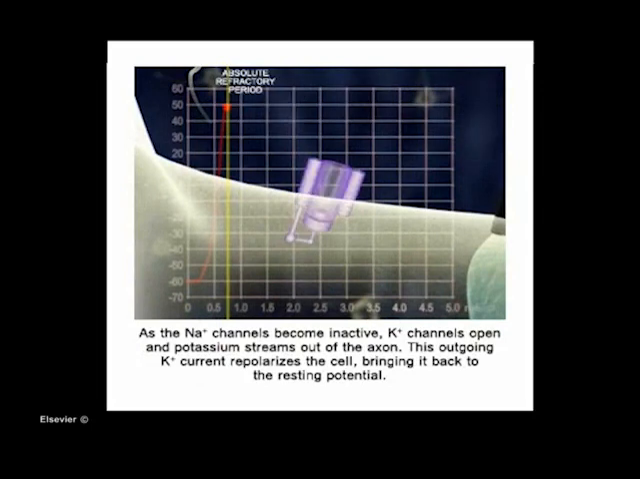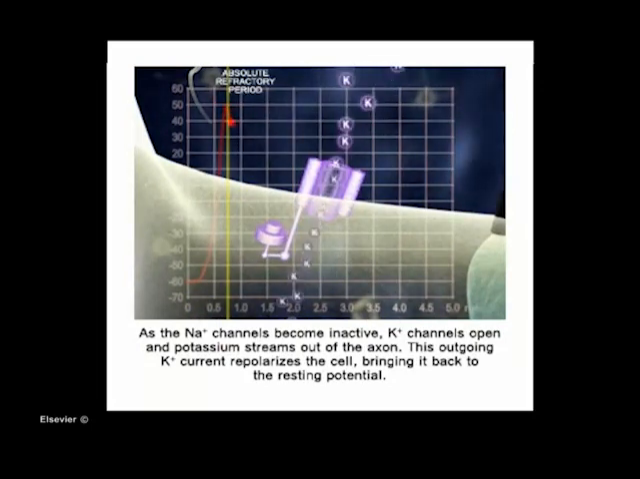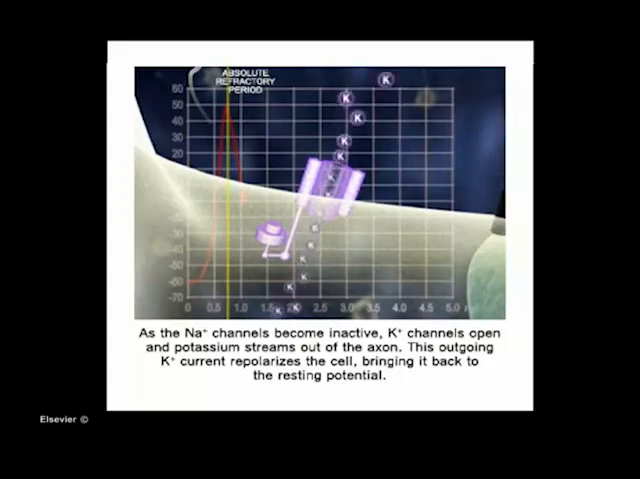As the sodium channels become inactive, potassium channels open and potassium streams out of the axon. This outgoing potassium current repolarizes the cell, bringing it back to the resting potential.